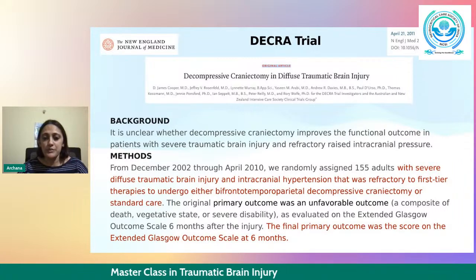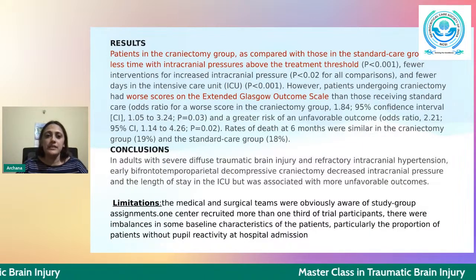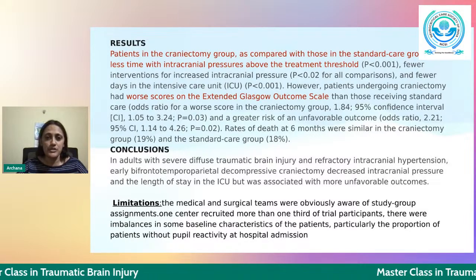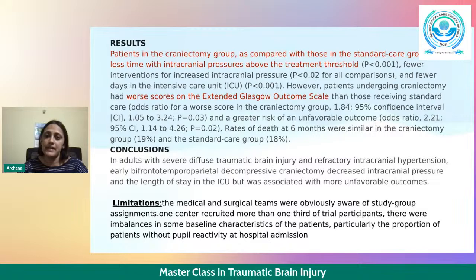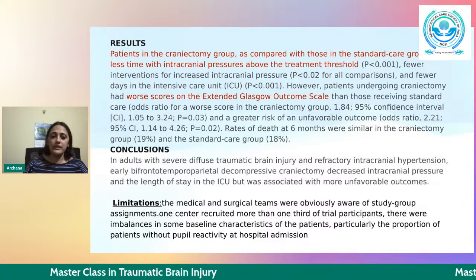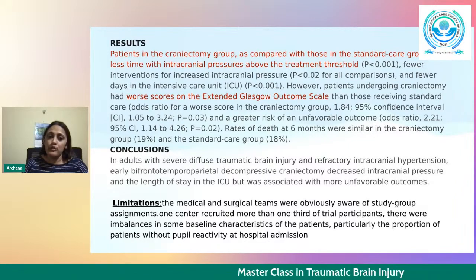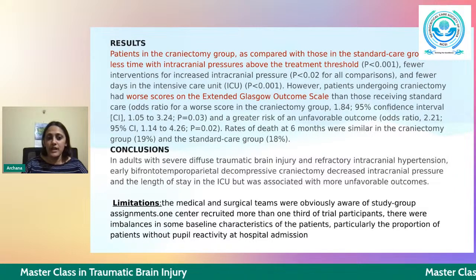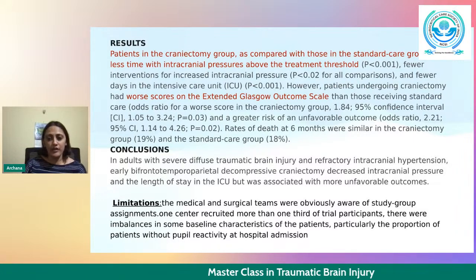They used the Glasgow outcome scale at 6 months as their primary outcome. Here it was seen that the patients in the craniectomy group, as compared with those in the standard care group, had less time with the intracranial pressures above the treatment thresholds. But these patients had worse scores on the extended Glasgow outcome scale. And they concluded that in adults with severe traumatic brain injury, the bifrontotemporal decompressive craniectomy, though it decreased intracranial pressure and the length of stay in the ICU, was associated with more unfavorable outcome.